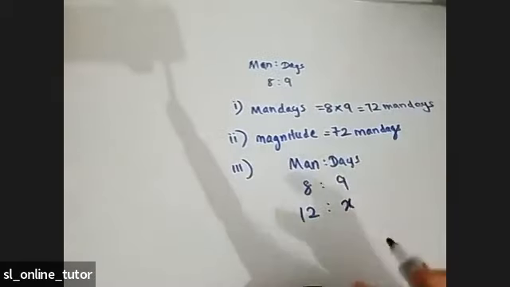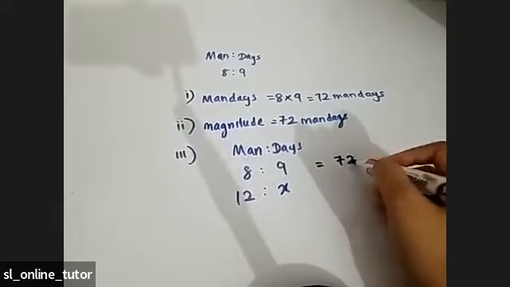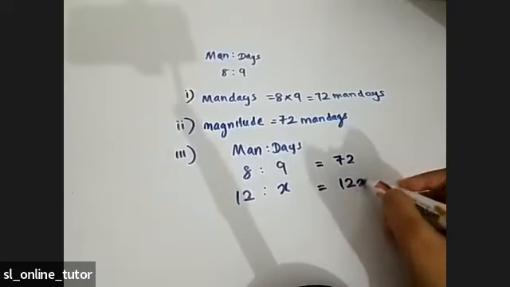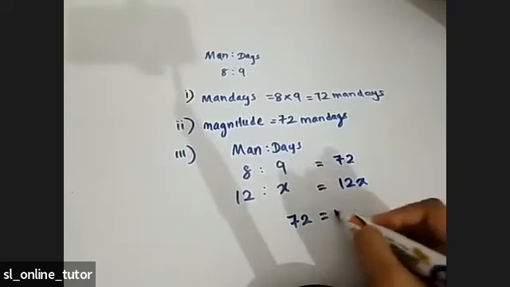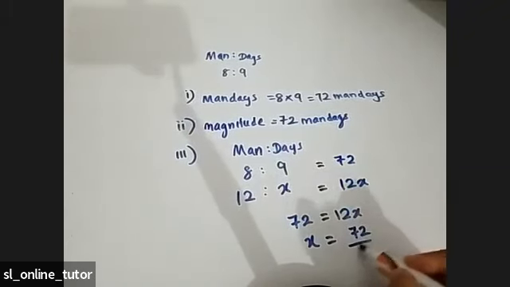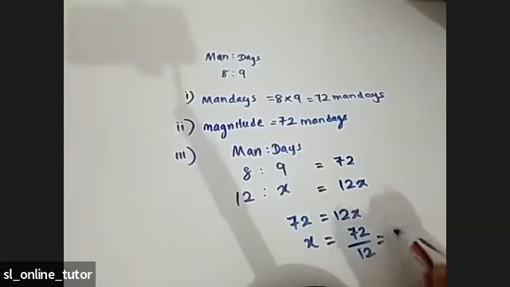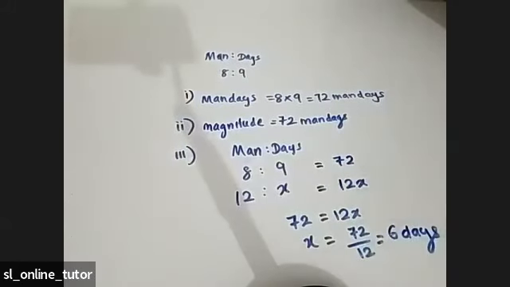X comes here. So I taught you how to do this. 8 times 9 is 72. 12 times X is 12X. So you can equalize 72 to 12X and you can get X by dividing 72 by 12. What do you get when you divide 72 by 12? 6. And you should write down 6 days. 6 days. Right, good.